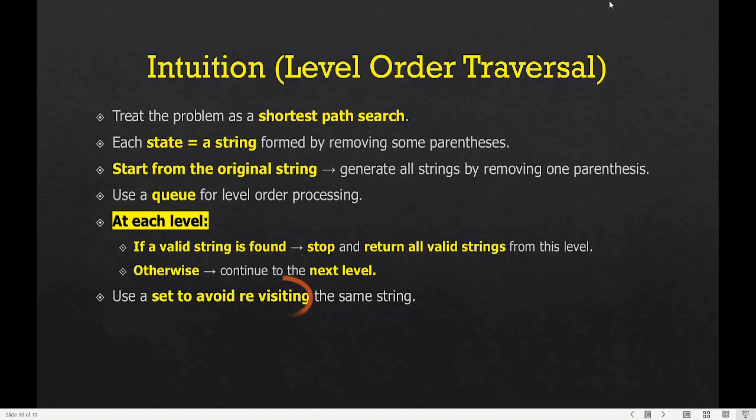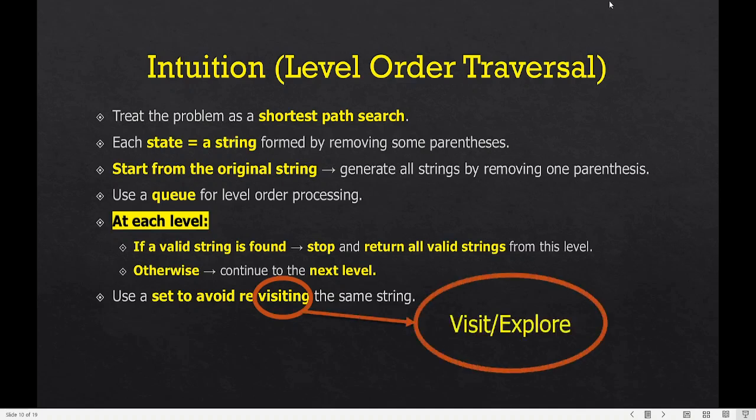Now take a look at the term visiting. This is actually representing the term explore, and you guys know that in graph traversal problems we have to explore the graph. So here we have two ways to solve this problem, BFS and DFS. We have already understood the intuition, so our way of solving this problem is level order. So we are going to use BFS. So now let us take a look at the dry run.